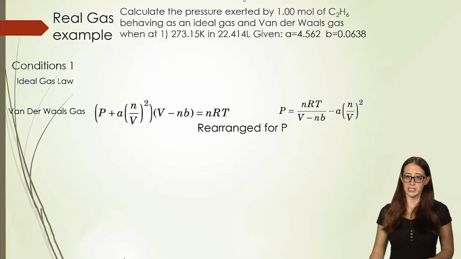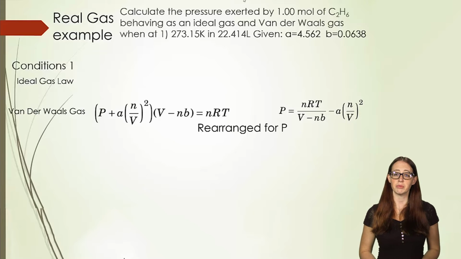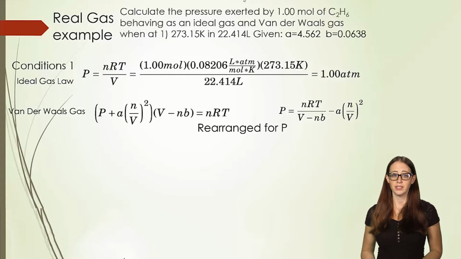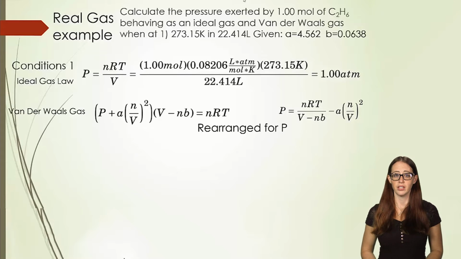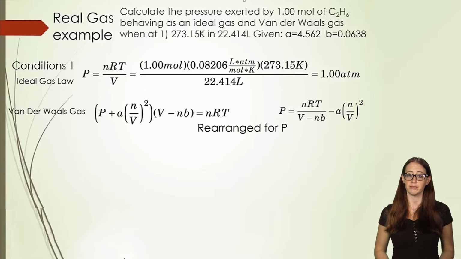Let's first fill into the ideal gas law. This is a simple plug and chug, as we did in previous examples. So if we fill into PV equals nRT, solving for P, we find that our value is 1 atmosphere. Okay, so now let's do the exact same thing for our van der Waals equation. Notice I did a bit of rearrangement ahead of time for you, rearranging the van der Waals equation for P. Please make sure that you can actually do this yourself in any sort of exam or homework situation.